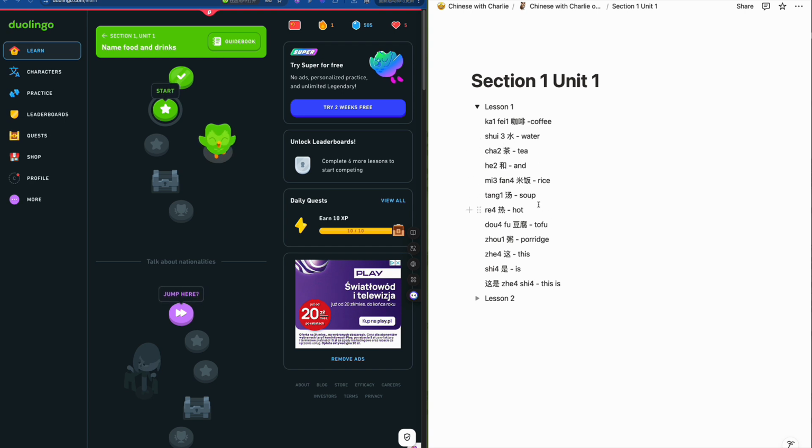And one of the words is 热, hot. That is the only adjective from this unit. So in Chinese, most of the time we put an adjective in front of a noun. So we say 热咖啡 hot coffee, 热水 hot water, 热茶 hot tea, and so on and so forth.